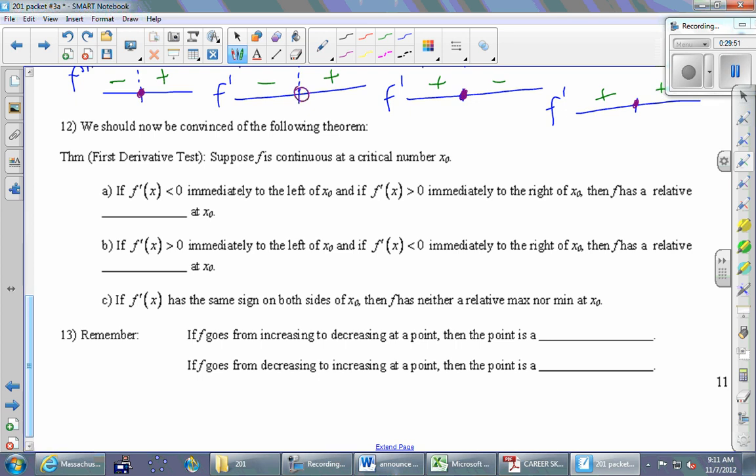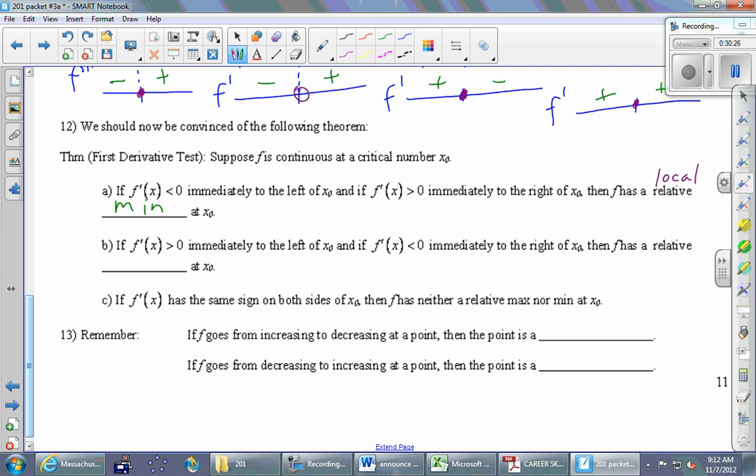If f prime is negative, what is the function doing? It's decreasing. And so in my mind, I say, okay, I've got a function that's decreasing, and then the derivative becomes positive, which makes it increasing. So what kind of a point do we have? Is that a max or a min? That's a min. And so that's our conclusion. I'm just going to write the word local here. I don't think we've used relative yet, but they are interchangeable. We have a relative min. It is lower than all the points, relatively speaking, just nearby.